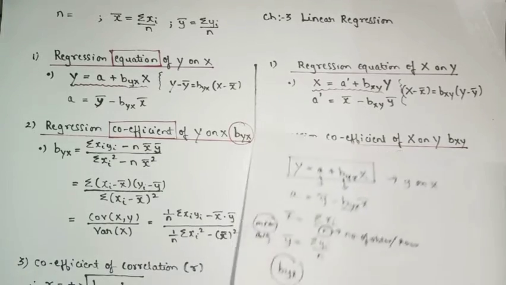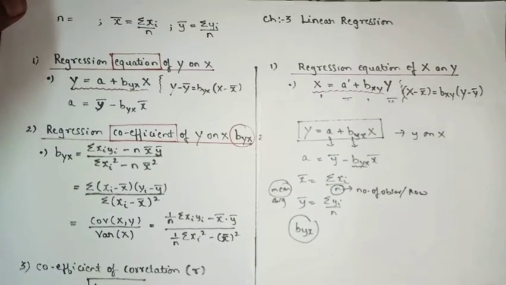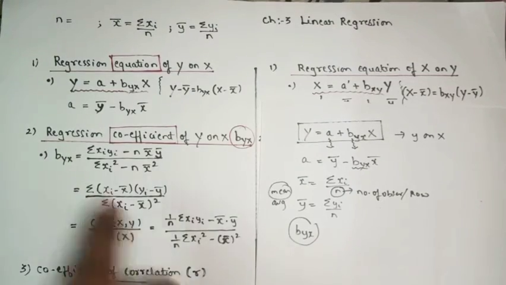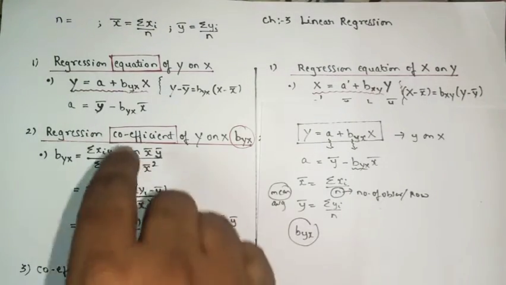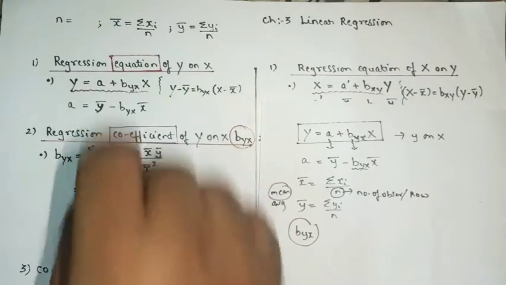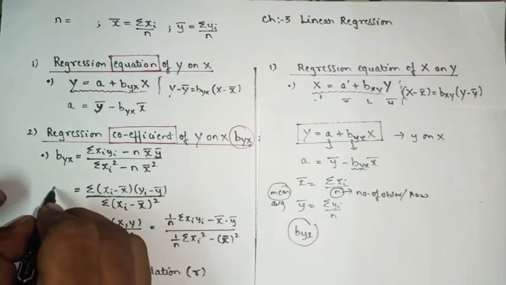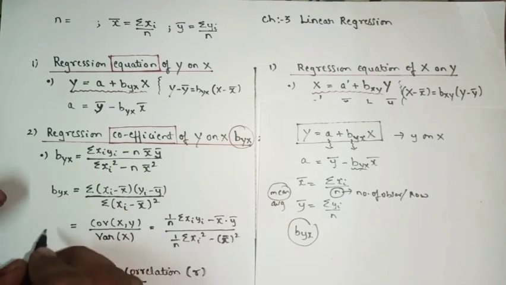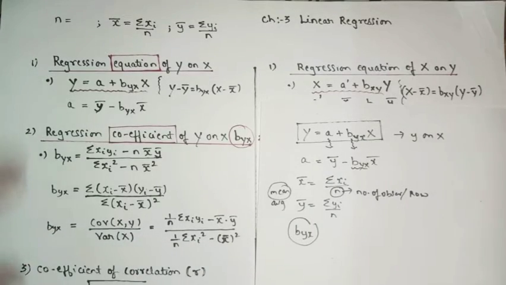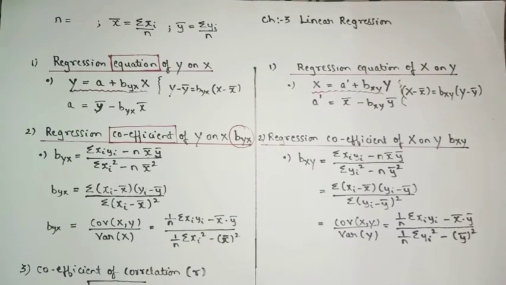Okay. So now after that we have to find byx. So here byx is known as what? A regression coefficient. Remember, there is a huge difference between coefficient and equation. So here we have to find the coefficient. As you will see, there are three formulas for byx. Now the question will rise that, sir, which formula do we have to use? First, second, or third?